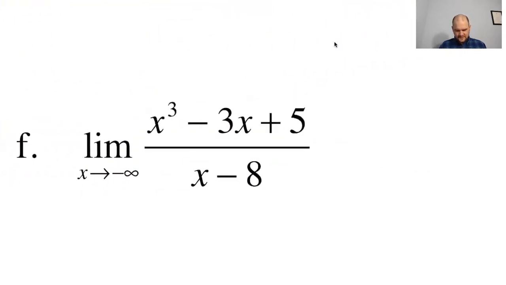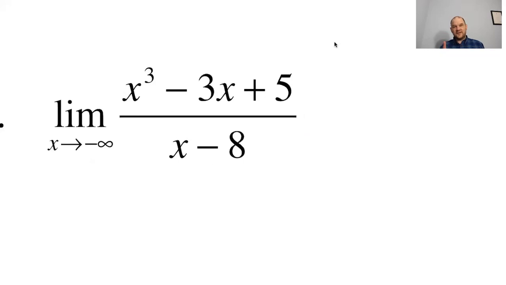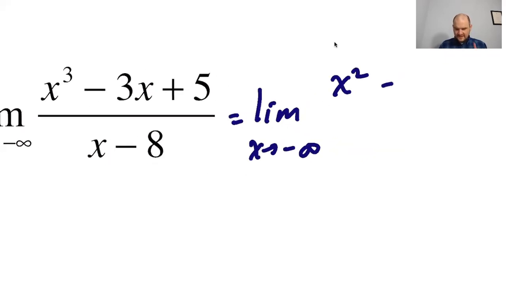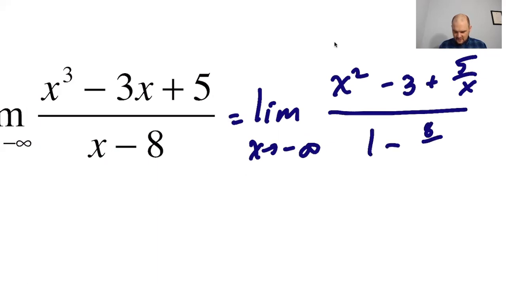All right, let's see. I'm going to do the same thing. Divide through by the highest power of x in the denominator. So this will give me the limit. Notice how I'm writing limit because there's still going to be an x in the problem. I get x squared. So this is interesting. That is not thing 2. I just got x squared by itself. Minus 3 plus 5 over x, over 1 minus 8 over x.